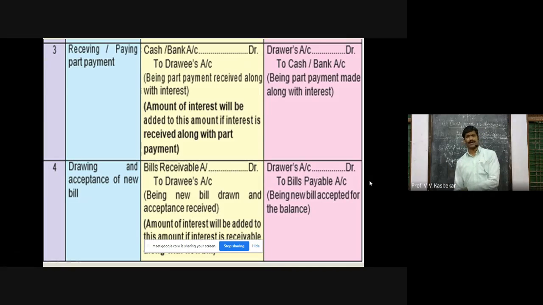It will be the same as we pass the entry at the time of drawing of the original bill. Bills receivable account debit to drawee's account. It will be bills receivable for drawer and bills payable for drawee. So bills receivable account debit to drawee's account. Then in the books of drawee, drawer's account debit to bills payable account.